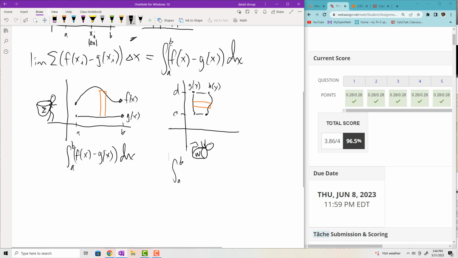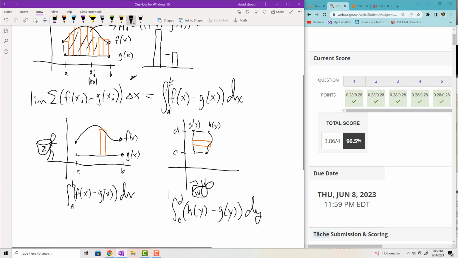Integral from, whoops, that's supposed to be C to D now. And now again, the top curve is the right curve, and the bottom curve is the left curve. Okay, but the idea is the same. It's basically you're just adding up a bunch of rectangles and then taking the limit to produce this integral.